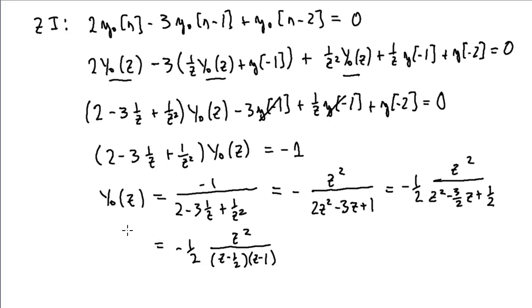I do a partial fraction expansion actually of y0 over z, remember, and then work through and find the inverse z transform. I'll leave that to you as an exercise, but going through that we get y0 of n, the zero input response, or the free response, is 1/2 to the n minus 1 all times u of n.